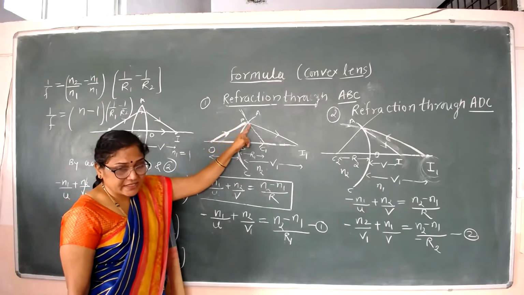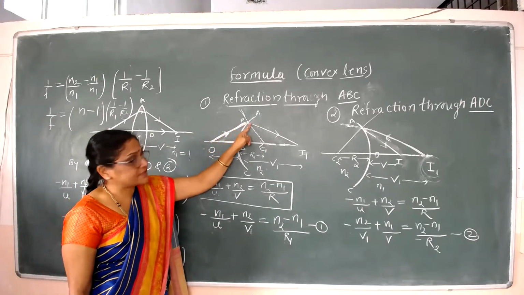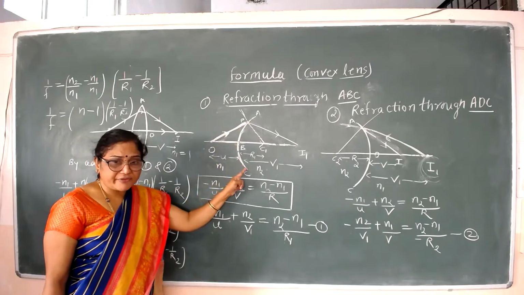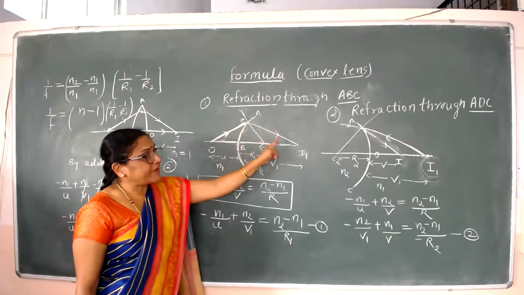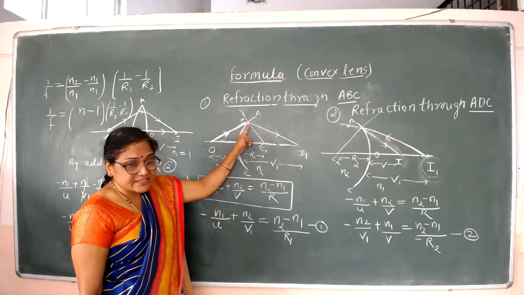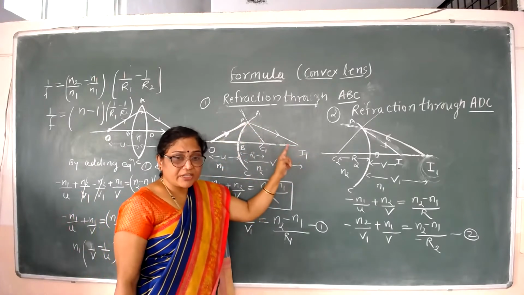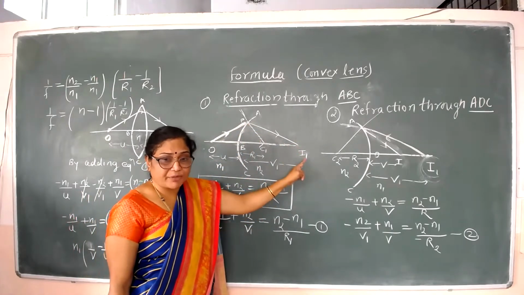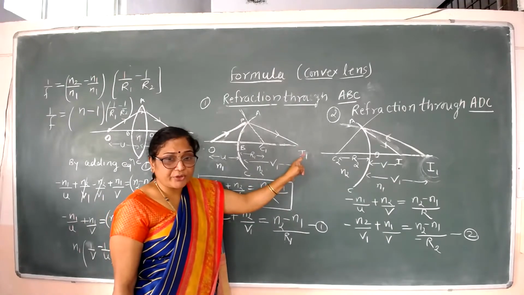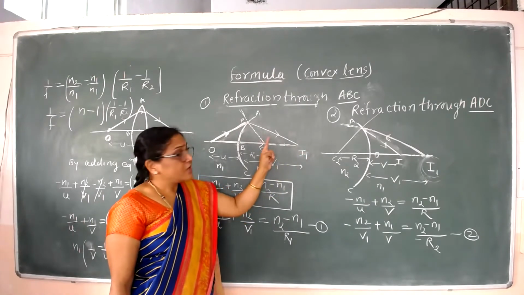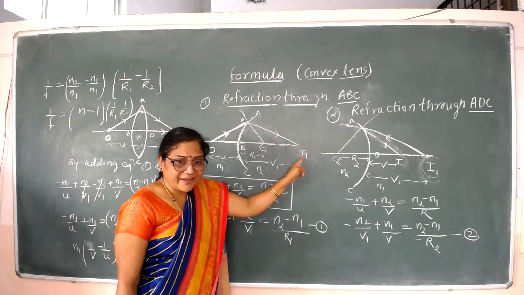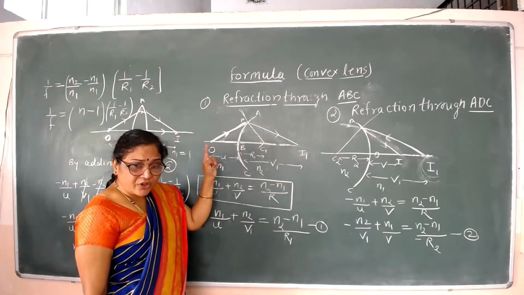Then the ray of light is incident on this spherical surface. This surface is known as a convex spherical surface. So when the ray of light is incident on this, the rays are refracted and the image is formed. But this image is not the final image. This image is formed due to the first spherical surface. Here this image is real. Here the object is also real.